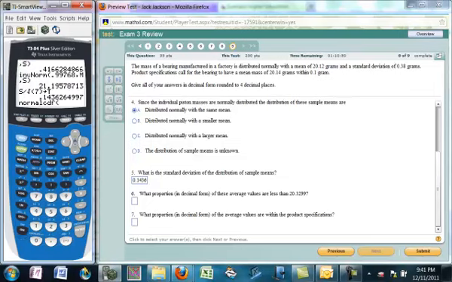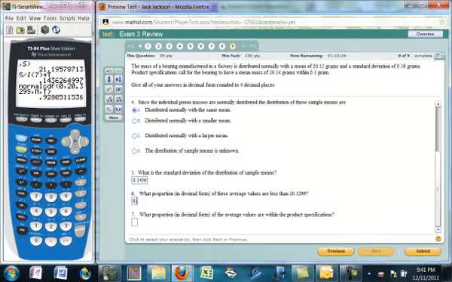We do a normal CDF, and we go from minus infinity. Again, 0 is going to be fine. And then we'll go up to our value, 20.3299. And then we give it our mean, which is M, and our standard deviation, which is the smaller one, T. There, and enter. And that gives us our number, 0.9281.